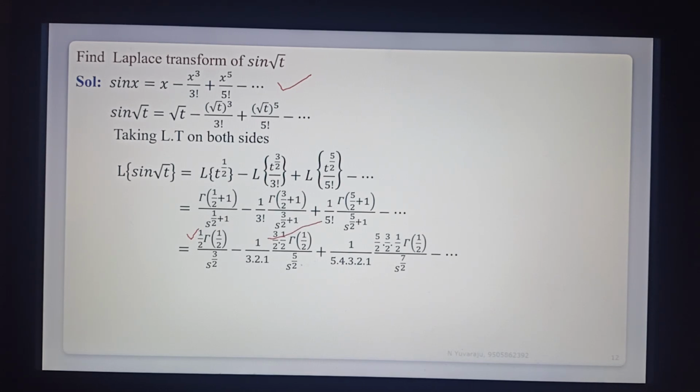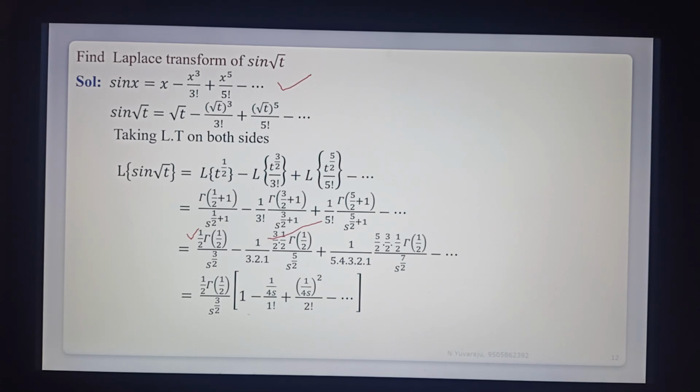gamma 1/2 by s power 5/2. Similarly, 5 factorial means 5 into 4 into 3 into 2 into 1. Here 5/2 plus 1 means 5/2 into gamma 5/2. So again expand 5/2, which is 3/2 plus 1, and 3/2 we write as 1/2 plus 1. All of them are common. So 5/2, 3/2, 1/2, gamma 1/2 by s power 7/2. So that is equal to, simplification. Now here gamma 1/2 into 1/2 is a common, by s power 3/2.